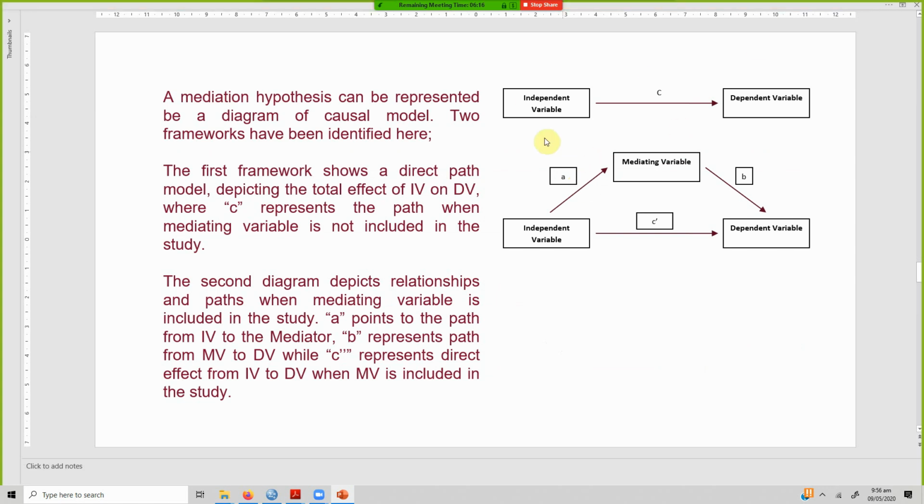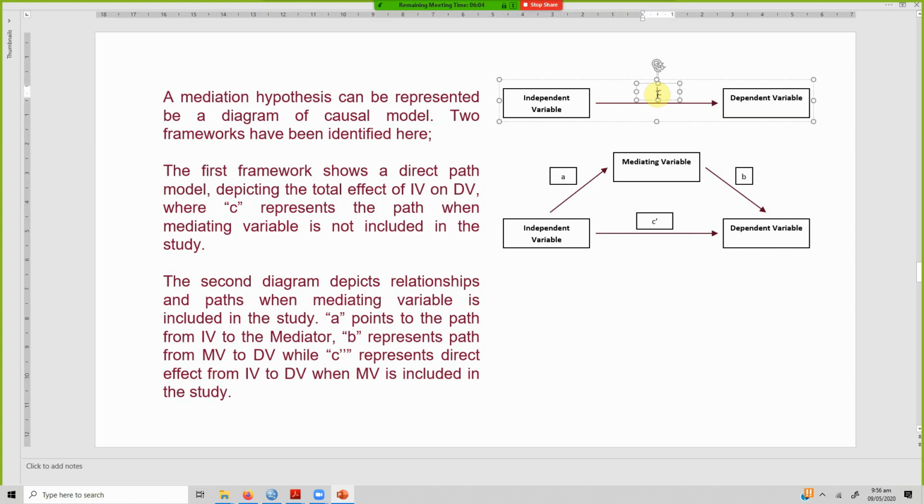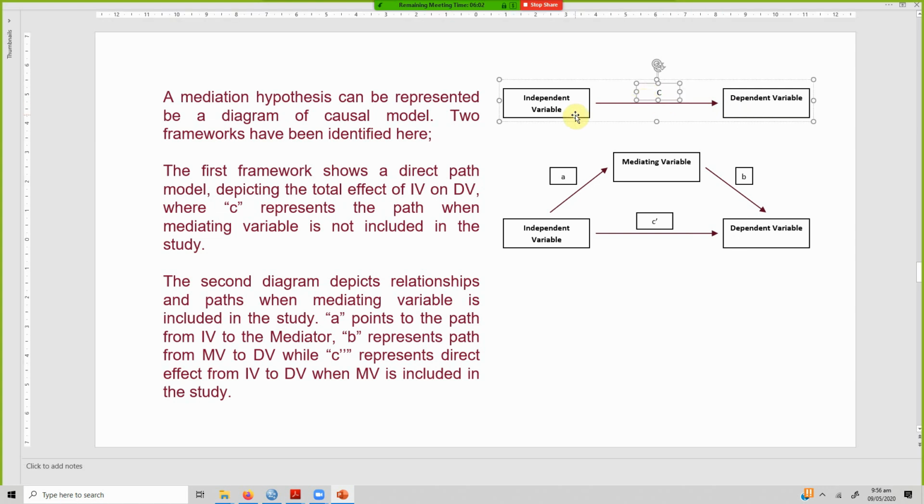This is how you represent the mediation hypothesis. With the independent variable and the dependent variable and no mediator, the total effect is C. The impact of IV on DV is represented by the symbol C. In the second diagram we have the mediating variable. The independent variable influences the mediating variable, and then the mediating variable influences the dependent variable.